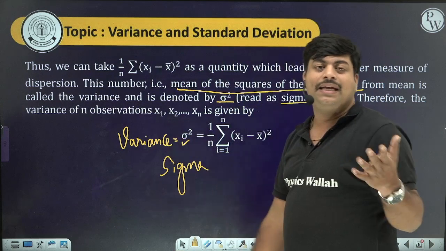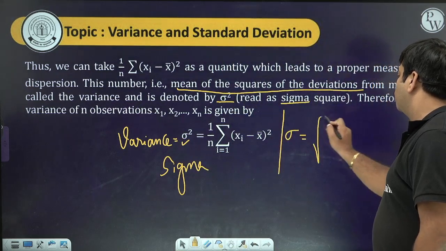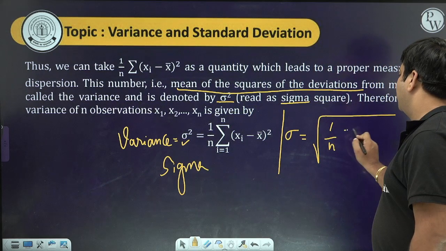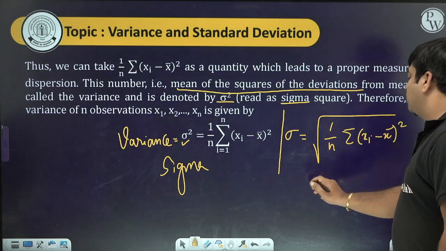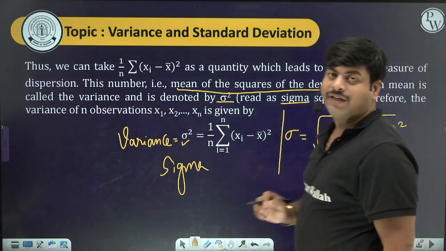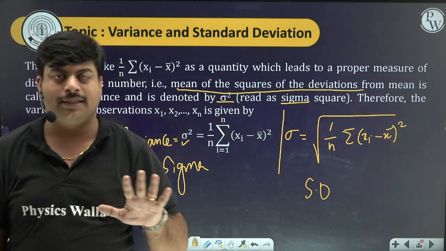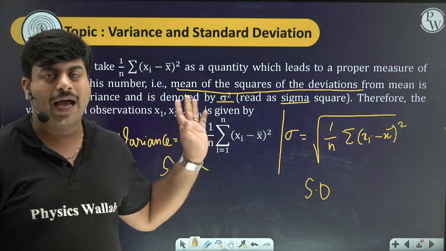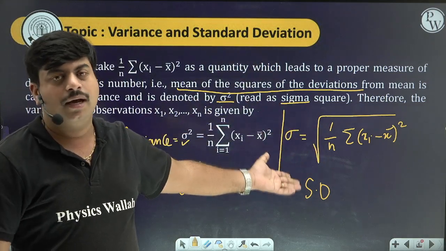Sigma square is variance, whereas sigma is the square root of 1 by n into sigma of xi minus x bar whole square. So this is called standard deviation. Both have the same formulas, just with square and square roots. That's it. If you have variance, you can find standard deviation. If you have standard deviation, you can find variance.